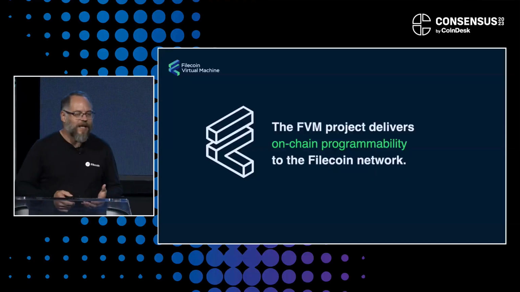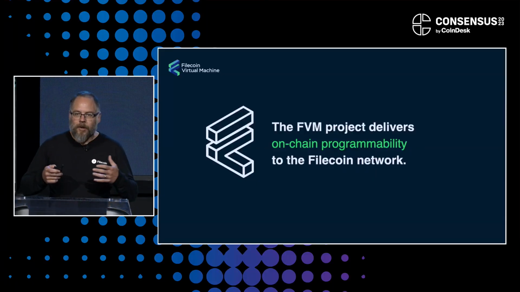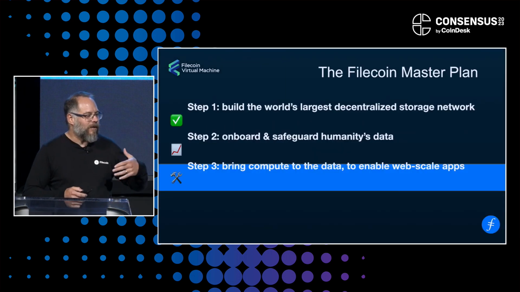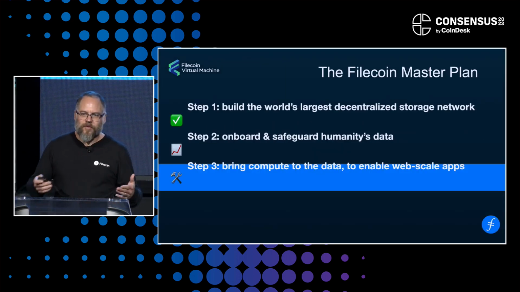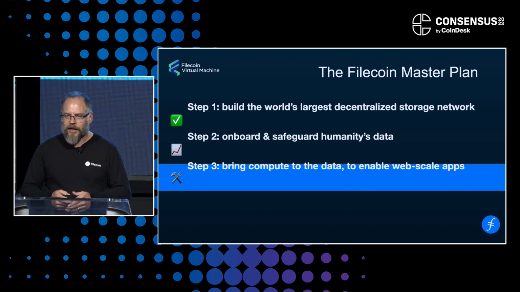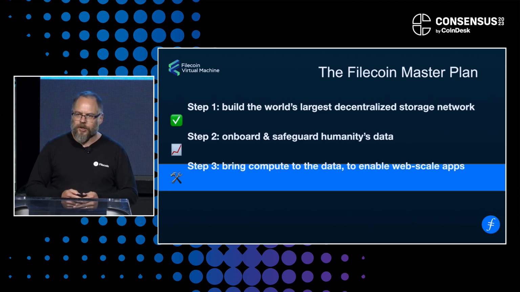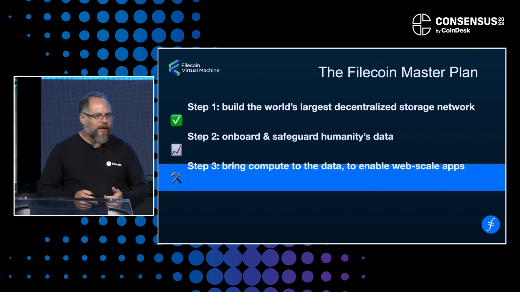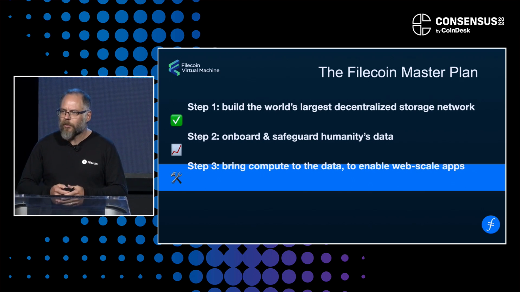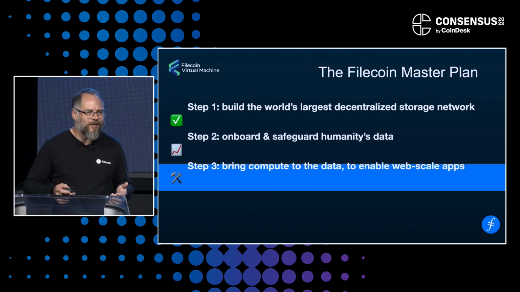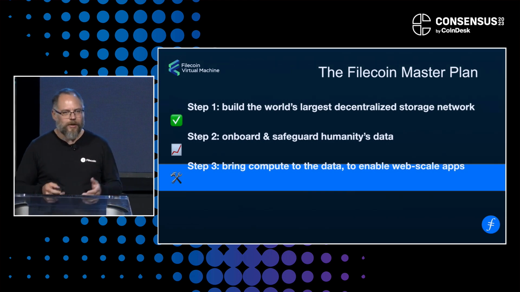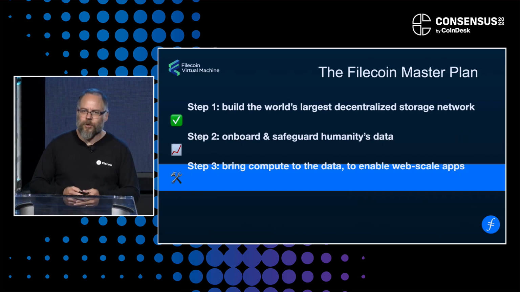So FVM delivers on-chain programmability to the Filecoin network, right? Just to recap again the steps that we've gone through, this three-stage master plan. Jonathan covered it just now, but it was: build the world's largest decentralized storage network. Well, we've already done that, and we're still continuing to build upon that. So it's about 12 exabytes of data. That's 12 trillion gigabytes of data. It's about 1% of the total data center storage capacity worldwide at the moment. So it truly is a pretty substantial network.